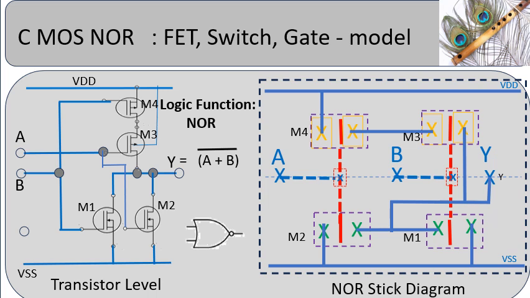The pull-up network consists of two series PMOS transistors that are controlled by inputs A and B. Both the inputs must be low to create a high-level output. Adopting similar sequential steps adopted for CMOS inverter stick diagram drawing, the CMOS NOR gate stick diagram is realized.